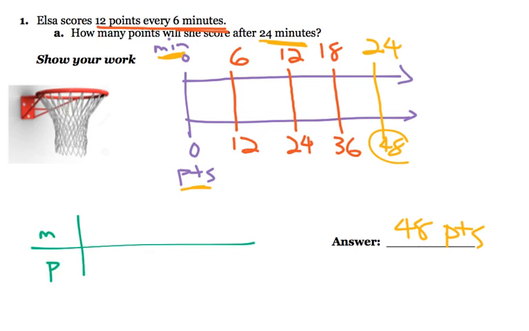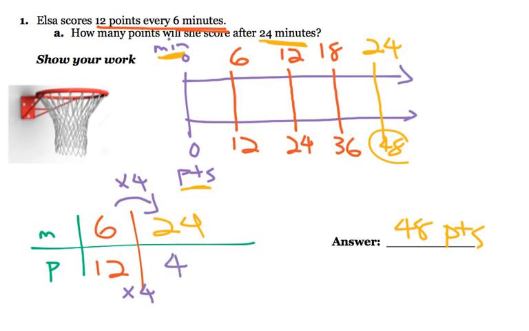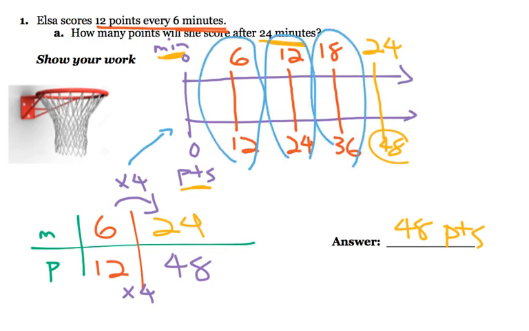In a ratio table, we have 12 points every 6 minutes. We want to scale this up to 24 minutes. And I know that 6 times 4 is going to give me 24. So I scale this up. 12 times 4 is 48. And that times 4 is connected to this because we scaled up by 1, 2, 3, 4 times the original ratio. So that's the same as 6 times 4.